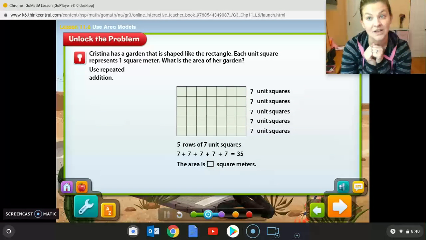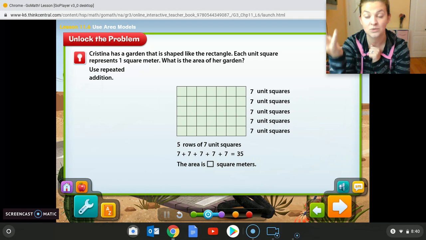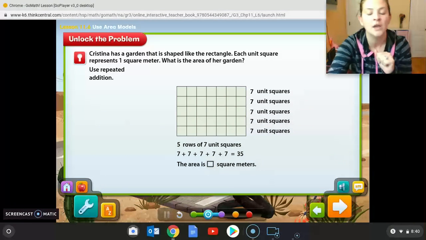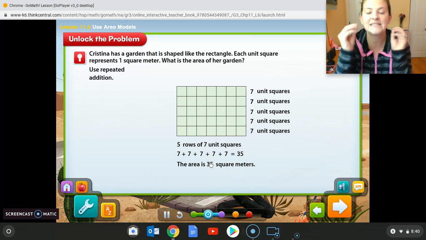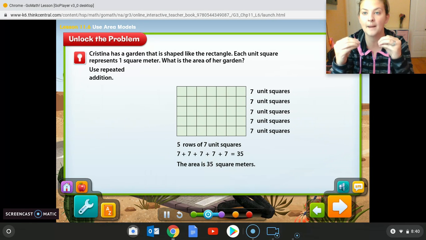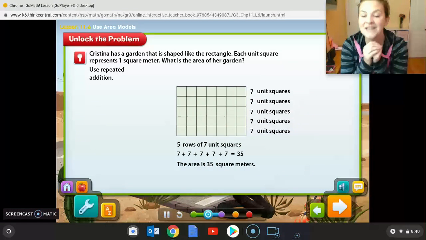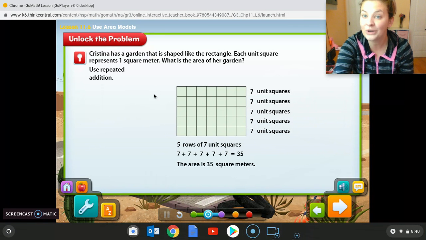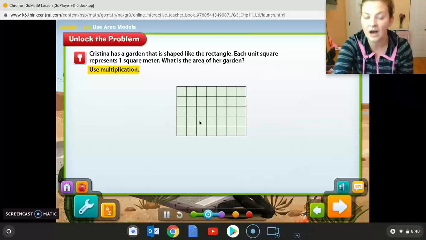Can you count by 5 seven times? 5, 10, 15, 20, 25, 30, 35. A little bit faster than counting by sevens, right? No matter what, the area is still 35 square meters, because you can either do repeated addition by adding what's in the rows, or we could have done what is in the columns.